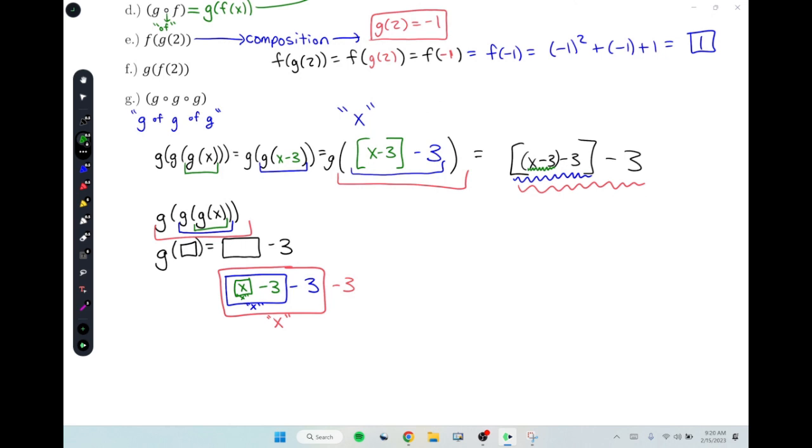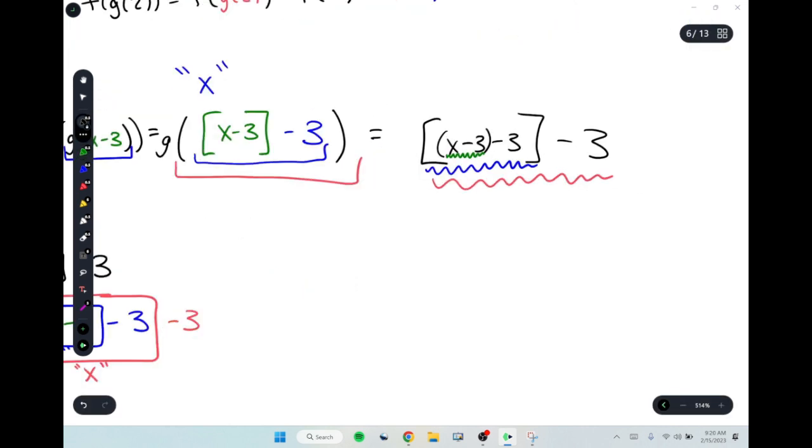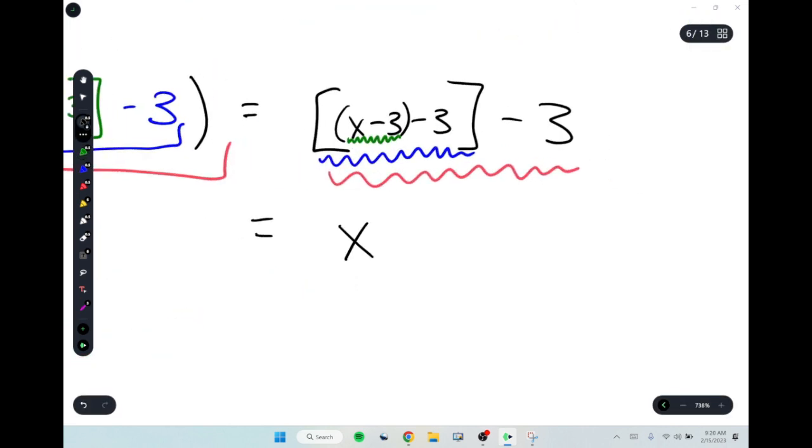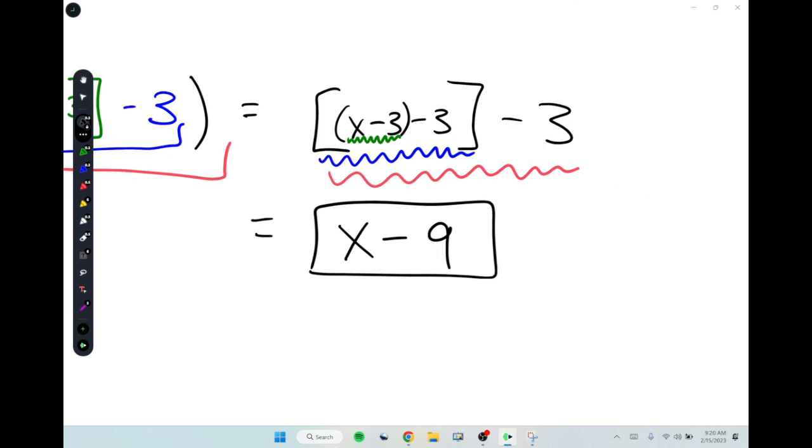Wait, so for the addition and subtraction, we just have the function. Oh, no. You could write it like that and leave it, or you know what else you could write? X minus 9. Call it a day. Oh, yeah. X minus 3 minus 3 minus 3 is just minus 9, right? If I steal 3 cookies from you, then steal another 3, then steal another 3, you're left with 9.